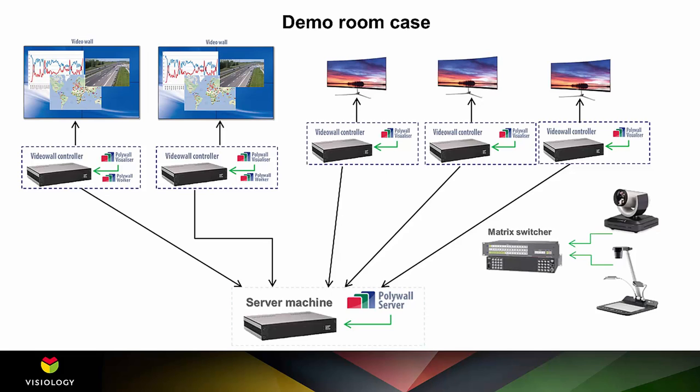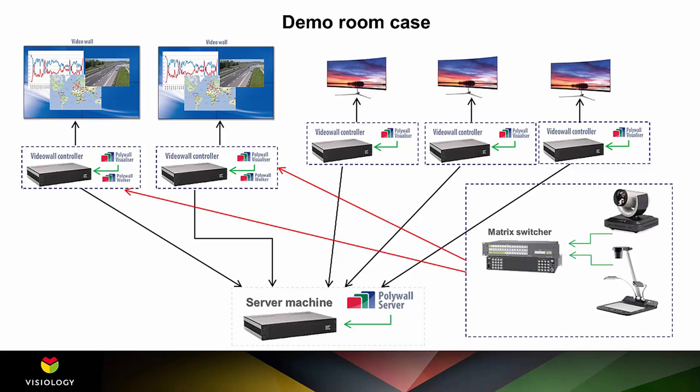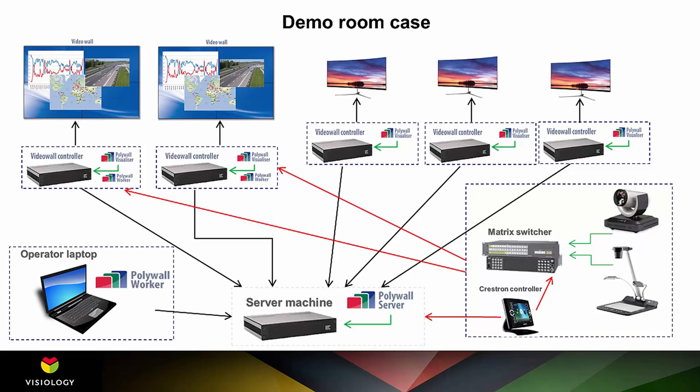The demo room is equipped with the Crestron system, which is integrated with the Polywall server using API and controls all hardware from light adjustment and screen's brightness to matrix controller outputs in the room. Managing all video walls and additional monitors requires a laptop. In order to share files directly from the laptop, it should have Polywall Worker installed.